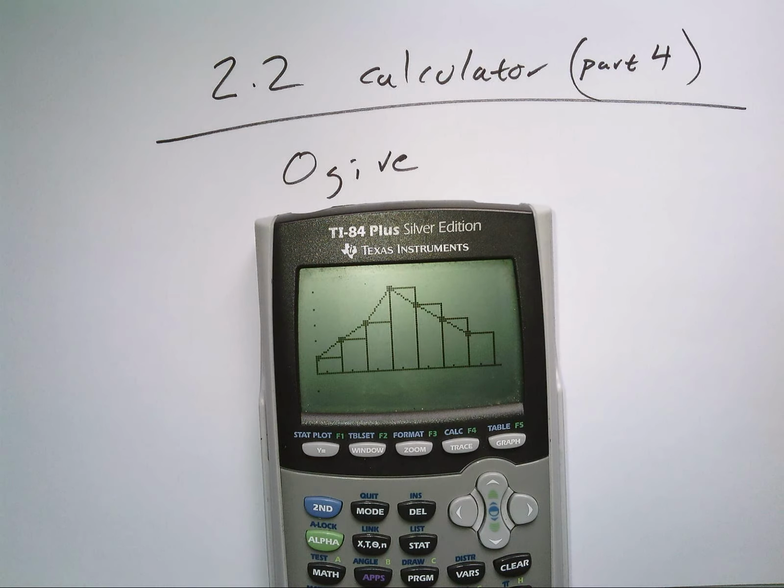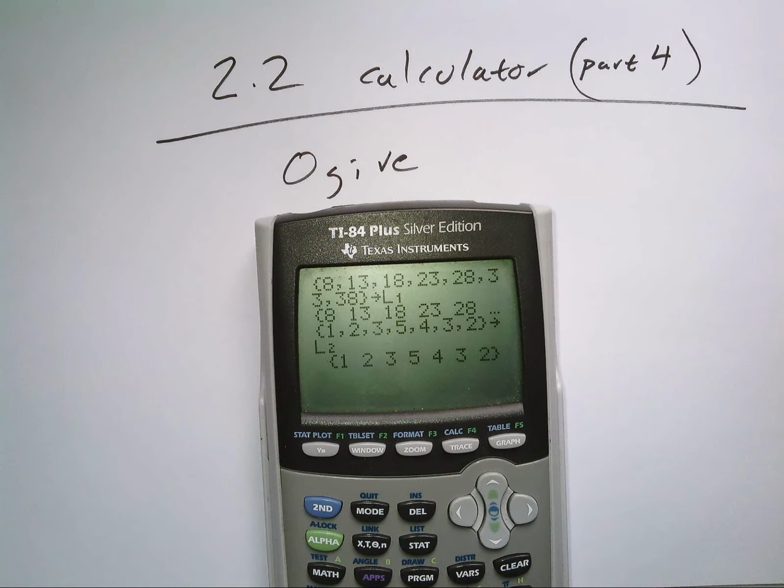Alright, this is 2.2 calculator part 4, Ogive. Now, remember, the ogive is a cumulative frequency polygon as opposed to just a frequency polygon. So I have to do a cumulative sum. So I'm going to quit to the home screen, second quit, and I'm going to make an L3.